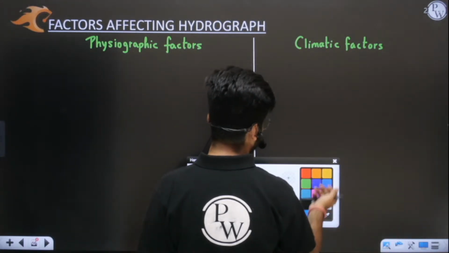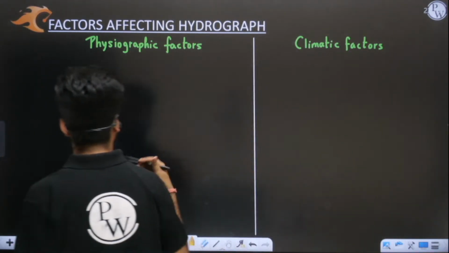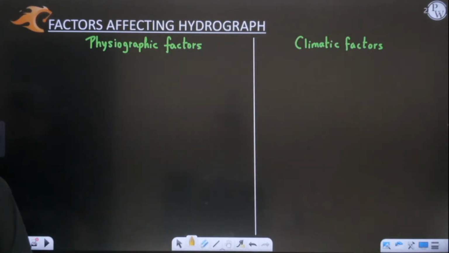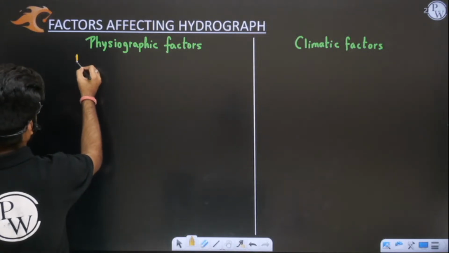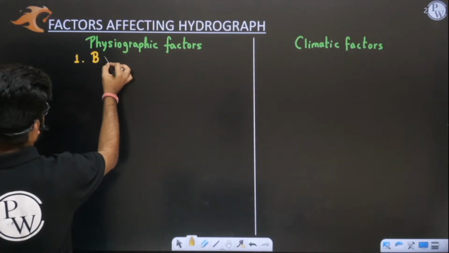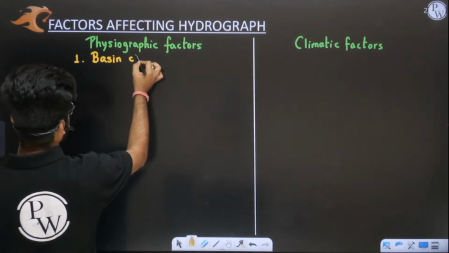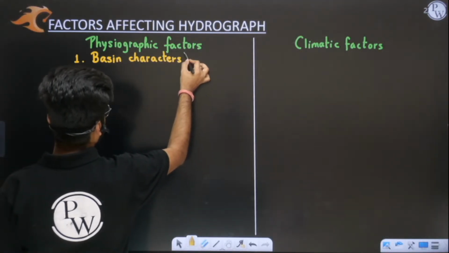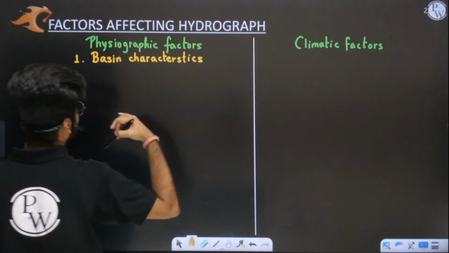If shape is that, what will be the effect? If your catchment is round in area, how will this affect the hydrograph? All these things have been asked. Now the first thing is obviously your basin characteristics. The shape of hydrograph will depend on catchment characteristics.